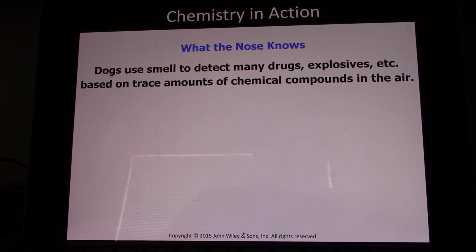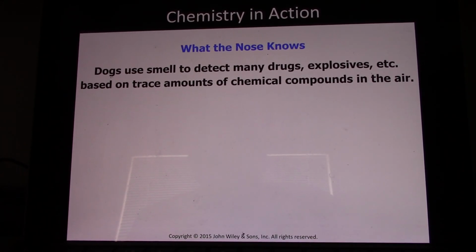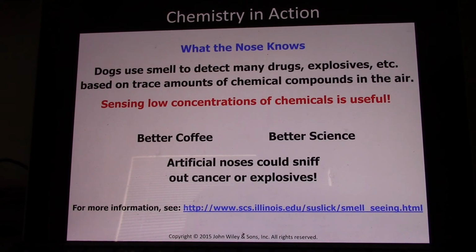What the nose knows. Dogs use smell to detect many things, drugs, explosives, etc. And there's dogs that are trained to sniff for cancer. They're extremely useful in the medical field. And the newest thing dogs can sniff for is actually electronics.